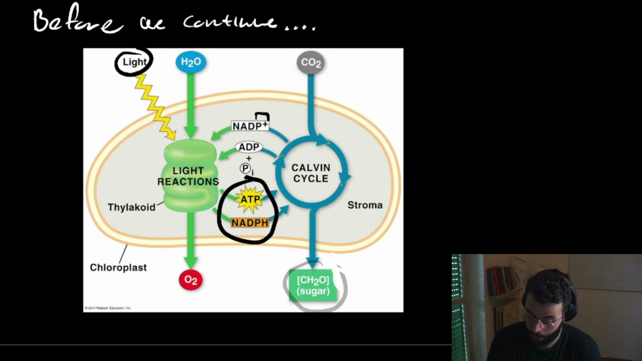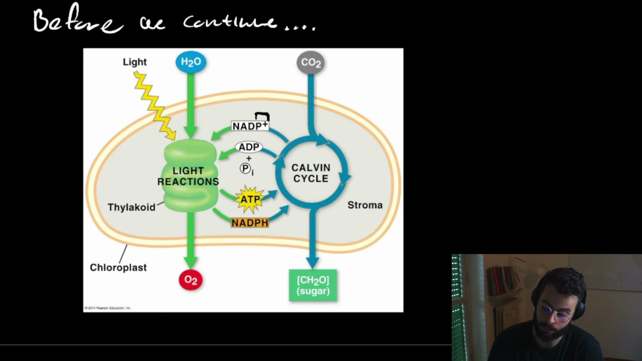What does it mean? It means that we need sun in order to do the Kelvin cycle. But we don't need sun directly, because the sun is directly in contact with the light reaction, but it is not directly in contact with the Kelvin cycle. So if we have ATP and NADPH and a source of carbon dioxide, we will be able to continue the Kelvin cycle. But if we don't have sun, we won't be able to continue the light reactions. So these are the main differences between the Kelvin cycle, the dark reactions, and the light reactions.